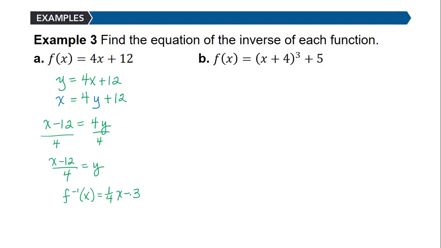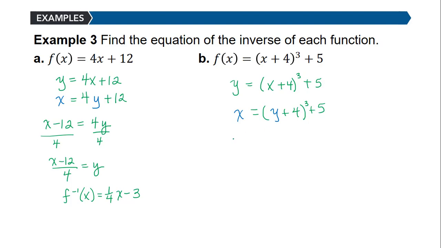Part B is f of x equals the expression (x plus 4) cubed plus 5. So we will replace f of x with y and write this as y equals (x plus 4) cubed plus 5. And then we have to interchange the x and the y. So we will get that x is equal to the quantity (y plus 4) cubed plus 5. Now we need to solve this equation for y.